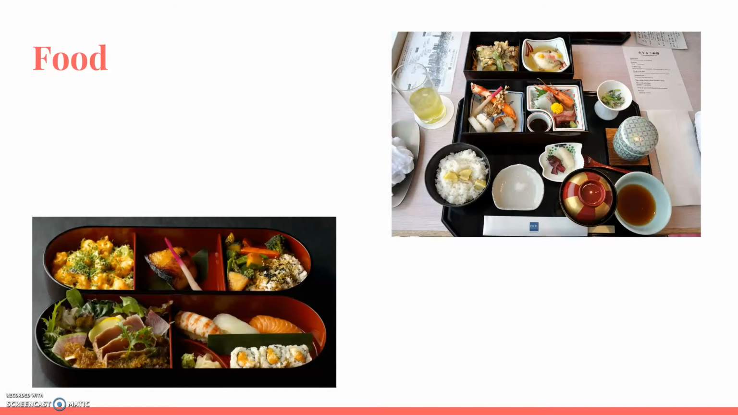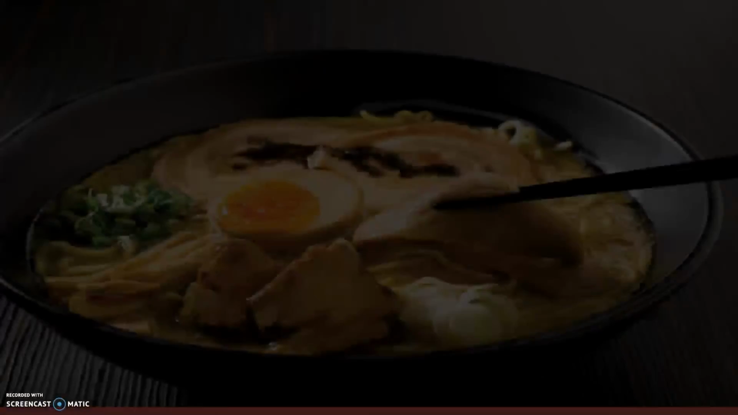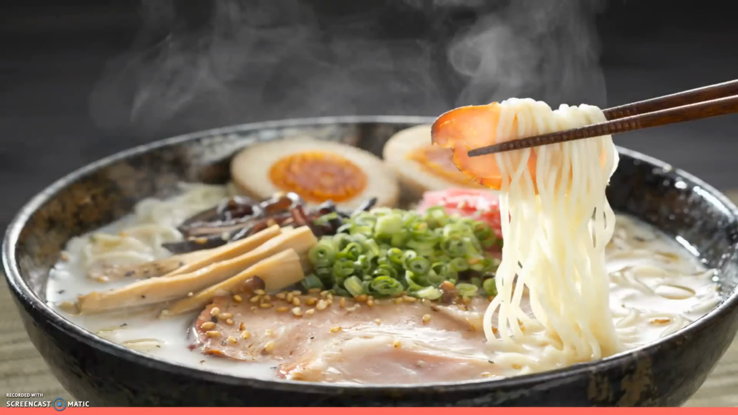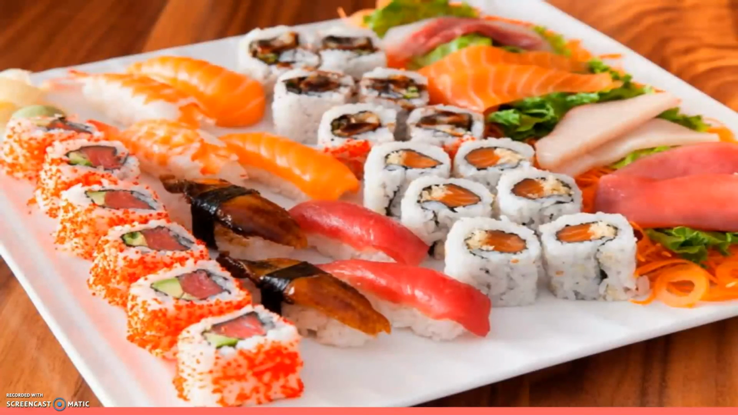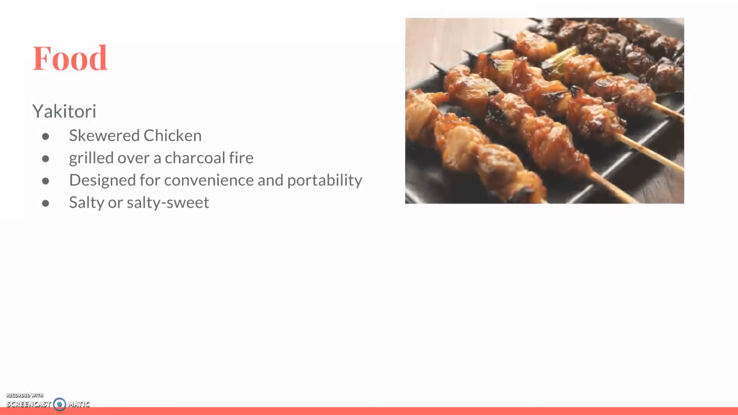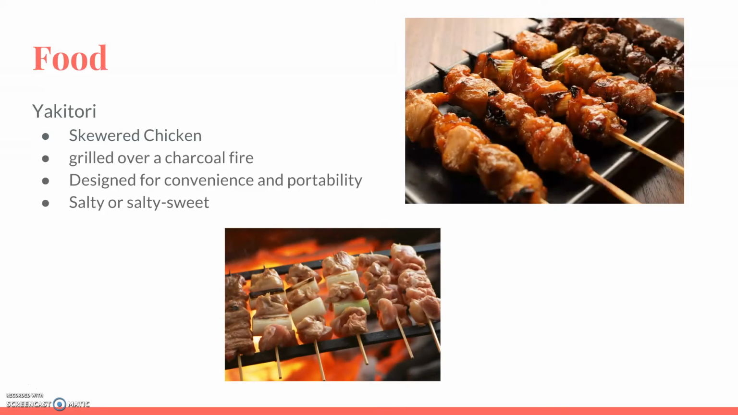For Japanese food, we have sushi, ramen, yakitori, and okonomiyaki. We all know what sushi and ramen are, so here are just some pictures for your viewing pleasure and to make you hungry. Next, we got the yakitori, which is basically barbecued chicken on a stick. It is grilled over a charcoal fire, designed for convenience and portability. The flavors include salty and salty sweet.